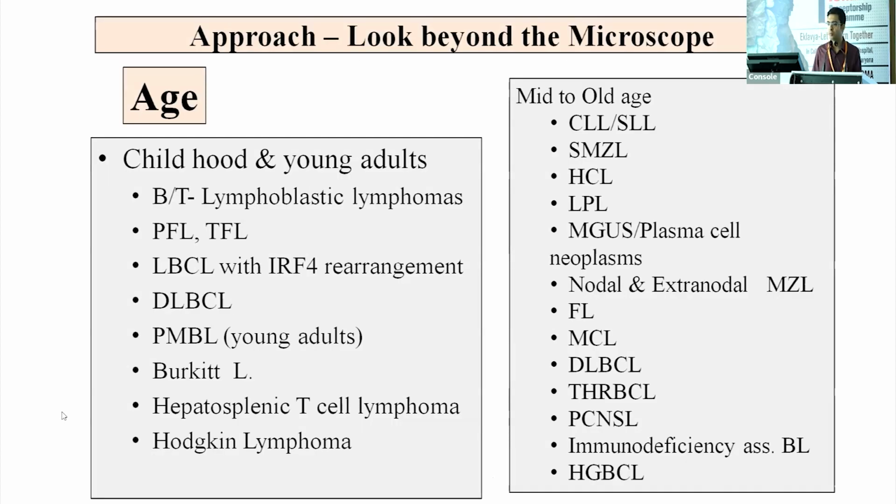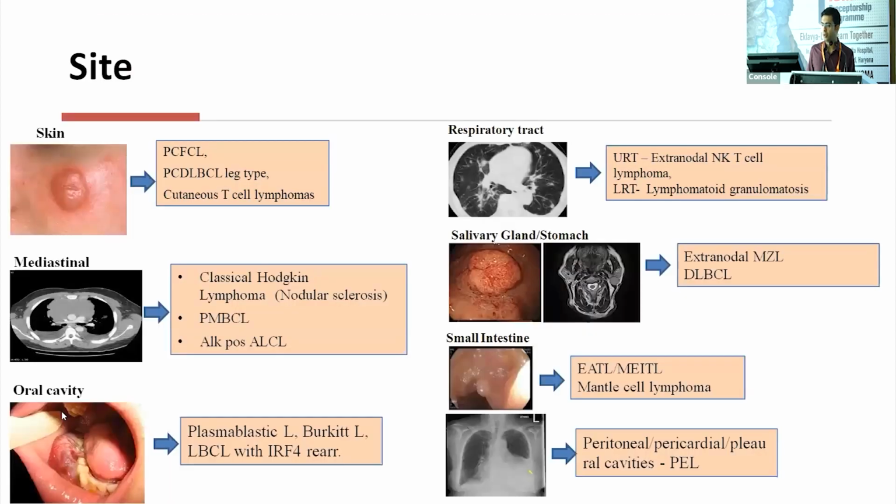A pathologist should also be looking beyond the microscope, like age. Some lymphomas are common in childhood and some are common in mid to adulthood or old age. You people are better aware of all these clinical features. Site again gives a very good clue, like in skin: primary cutaneous follicle center lymphomas, cutaneous T cell lymphomas, or mycosis fungoides. In the mediastinum, classical Hodgkin lymphoma, primary mediastinal B cell lymphoma, and ALK positive ALCL are particularly common. In the oral cavity, plasmablastic and Burkitt lymphoma are common, and large B cell lymphoma with IRF4 rearrangement.